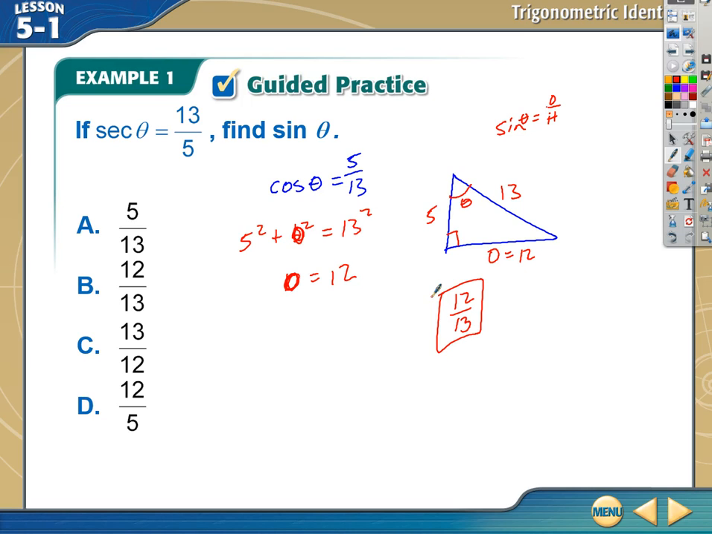So there's another bag of tricks for you. Okay, if they don't give you a whole lot, let's go ahead and make a triangle. See what happens from there.